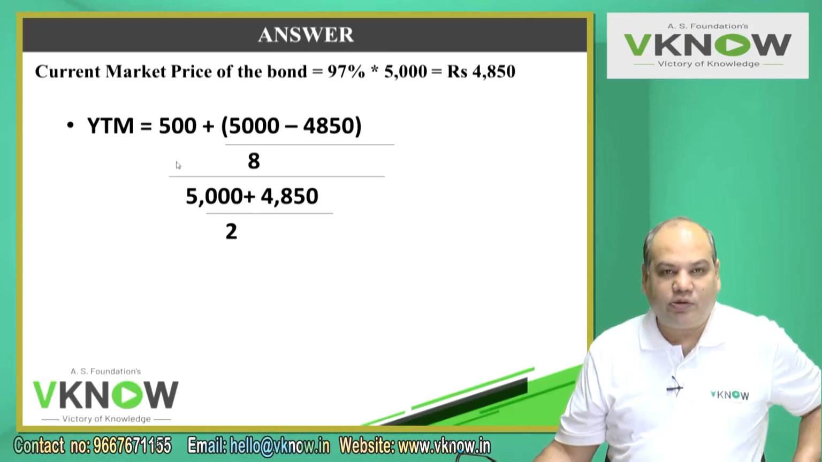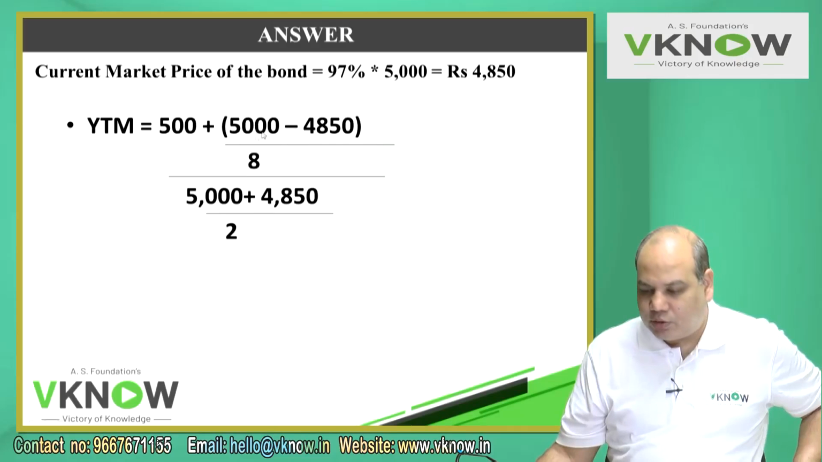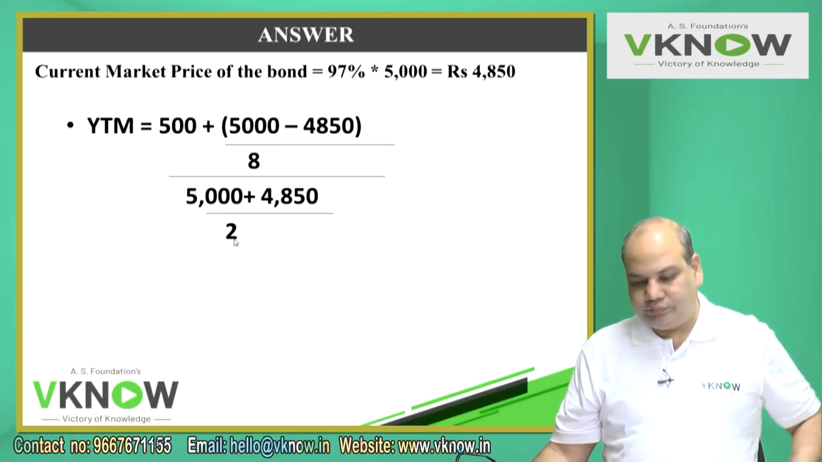Next, YTM is equal to 500 plus, what is 500? 500 is 5000, the face value, times 10%, the coupon rate, plus redemption value or face value 5000 minus current price 4850, divided by 8 years, and upon 5000 plus 4850 divided by 2.